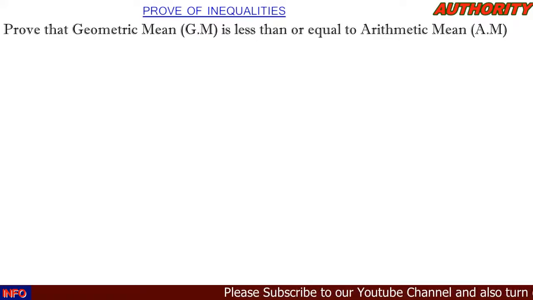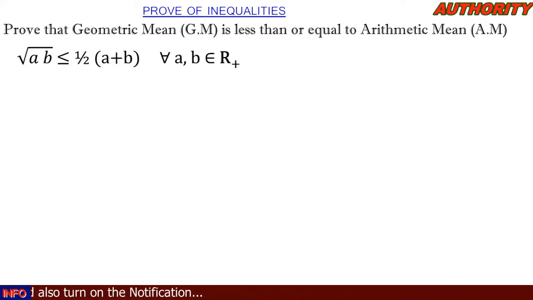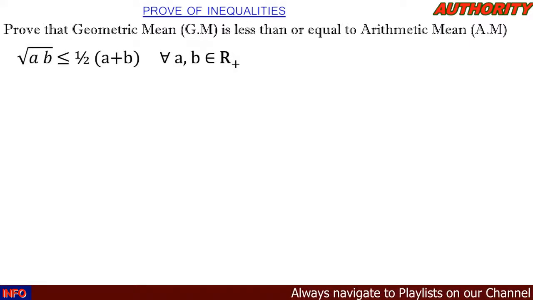GM, that is geometric mean, is less than or equal to arithmetic mean. We are asked to prove that geometric mean, which is GM, is less than or equal to arithmetic mean, which is AM. So in another way round, we can simply say that square root of AB, let's use letters AB, square root of AB is less than or equal to half of A plus B. This square root of AB is the same as saying geometric mean. And then this half of A plus B is the same thing as saying arithmetic mean.